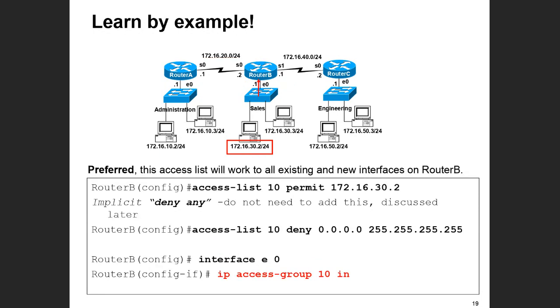So this is the form we're going to use. We're going to apply the access control list to router B in the inbound port on the lower Ethernet port. And we're going to say ip access-group 10 in, and all inbound traffic to that router, that port E0 on that router, will be checked. And if it's 172.16.30.2, it will be able to go on its way. If it's any other address, it will be blocked. It will be denied. It'll be filtered.